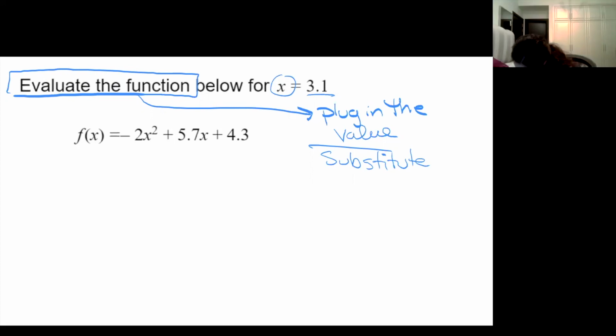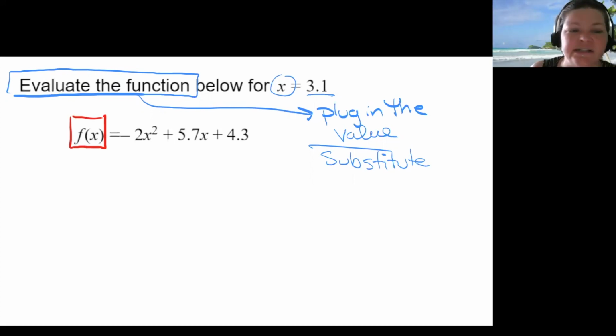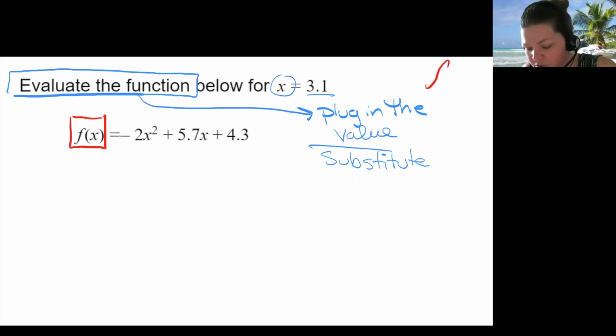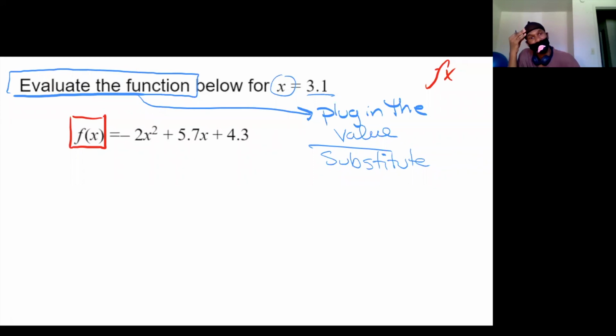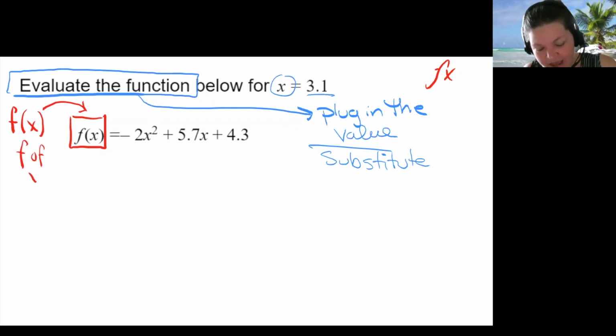Okay, so the first thing I need is for you guys not to get intimidated by this. Some students think it says f times x. It does not say f times x. You know, if mathematicians want to multiply two letters, they just shove them next to each other. That's f times x. Does anybody know what that says? Is that the same thing as saying y equals? It is. This is what we say f of x, and it means the exact same thing as y.